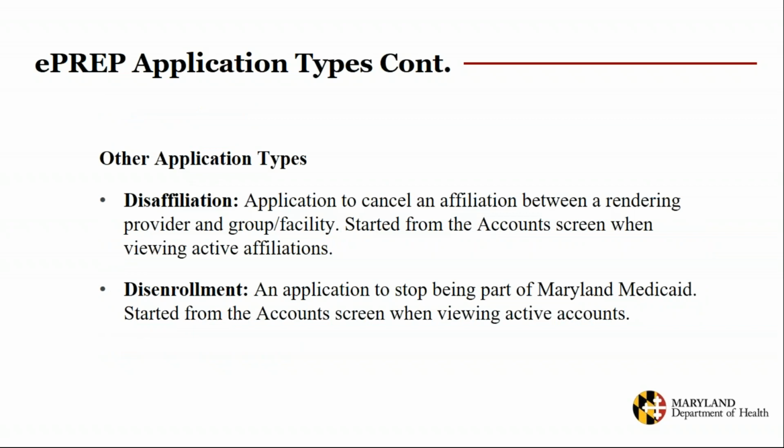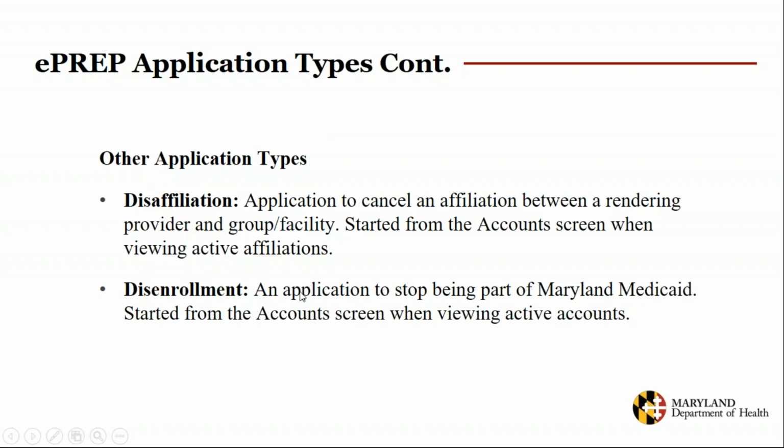Other application types on ePREP are a disaffiliation application. Usually this application is to cancel an affiliation between a rendering provider and an existing group or facility. So this application can be created from either the provider's account or from the group's account. So if the group was trying to disenroll a provider from their location, or if a provider was no longer practicing under a certain group, they would have to create a disaffiliation application to get themselves disaffiliated from that group.